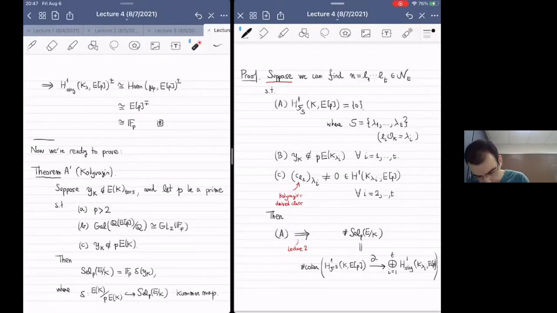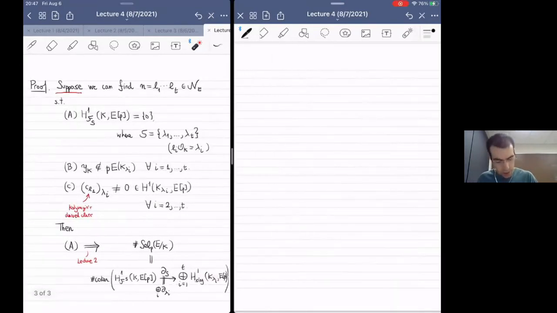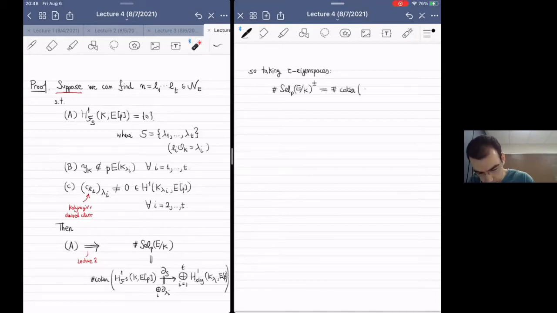Okay, and the map here is this partial S, which is the sum of the corresponding residues, that we saw in lecture 2. So now, if we take tau eigenspaces, we get that the size of this is going to be the size of the corresponding co-kernel.